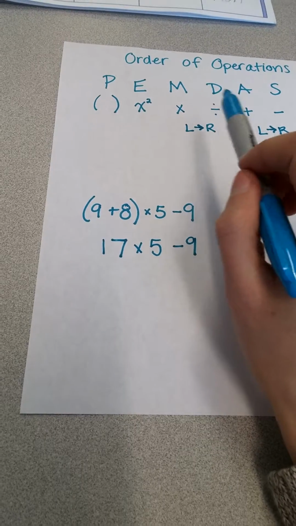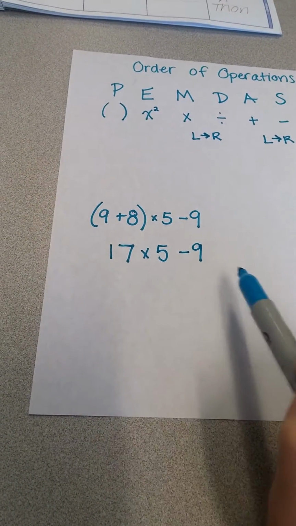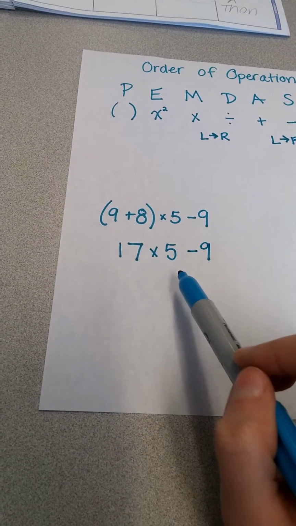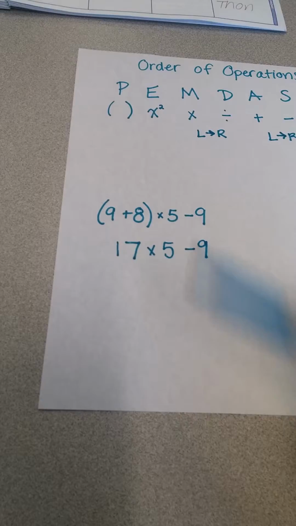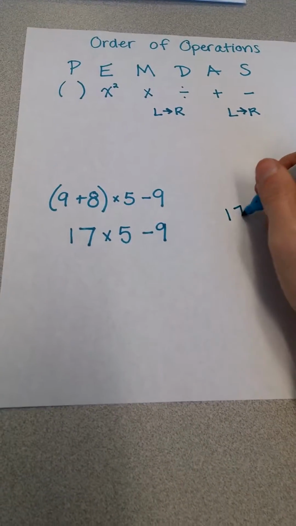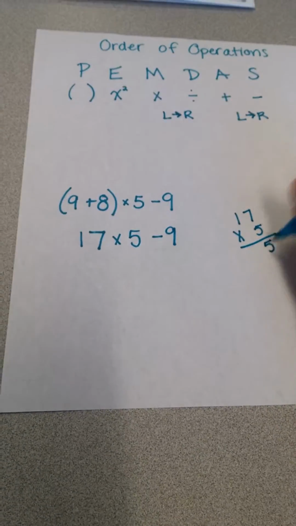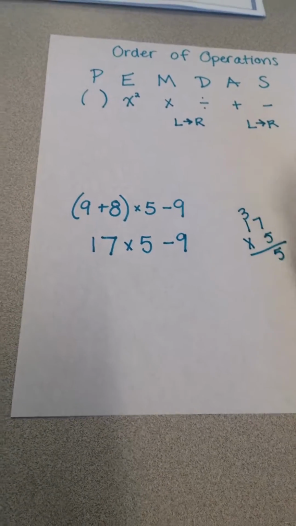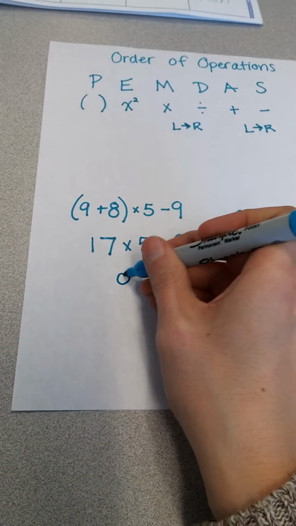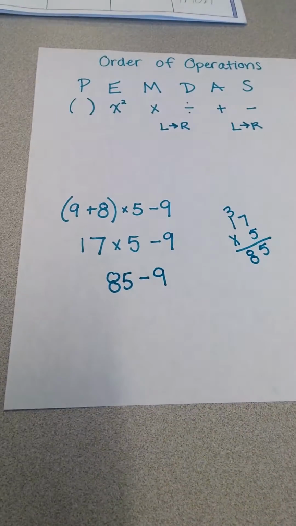So I move on to multiplication and division from left to right. As I work from left to right, I notice that, hey, I need to multiply 17 times 5. Now, if you know that off the top of your head, you can go ahead and write that answer. But if you don't know it off the top of your head, you might need to solve. So my newest problem is now 85 minus 9.